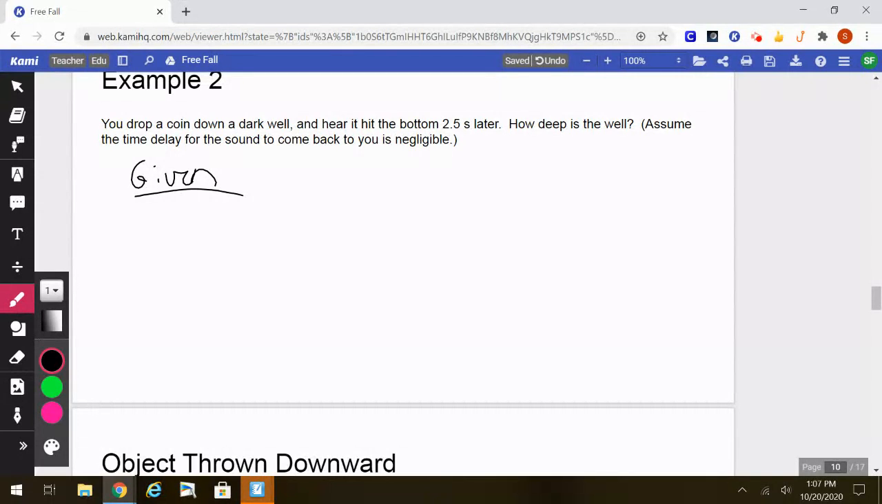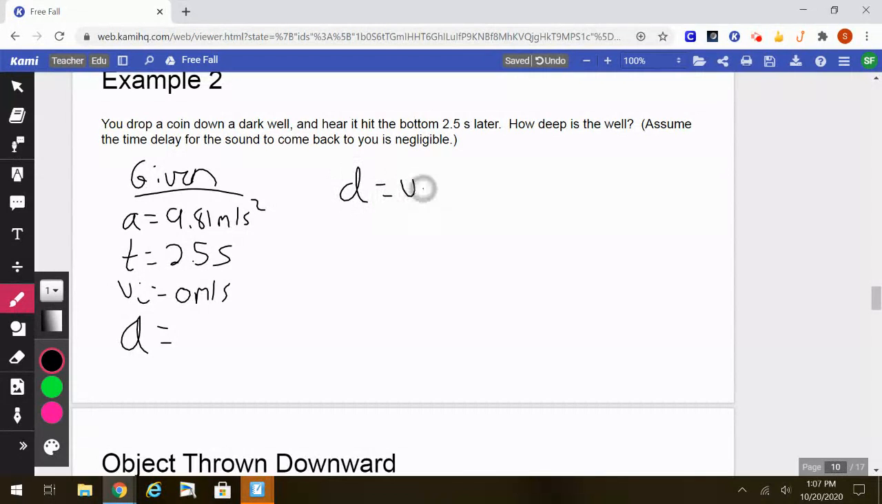For our givens, what do we have here? Well, we automatically know we're dropping something, right? So A is going to be 9.81 meters per second squared. Always going to be that when we're in free fall. It says T is 2.5 seconds. We know that VI is equal to 0 meters per second because we're dropping it, right? It's dropping from rest. And it wants us to solve for D, the distance. Well, we got an equation for that. D equals VIT plus 1/2 AT squared. Right, there's our equation.